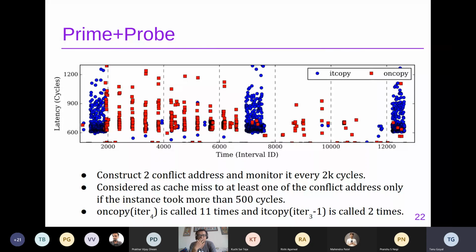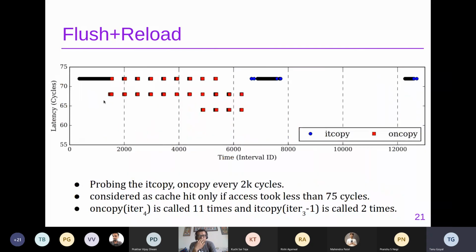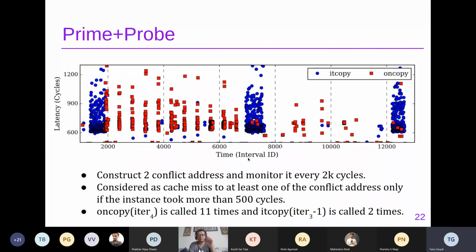So shall I continue? Yeah. Okay. So this is for flush and reload. And coming to prime and probe, similarly here also they are monitoring every 2K cycles, and they are considering a cache miss here only if it is greater than 500 cycles.